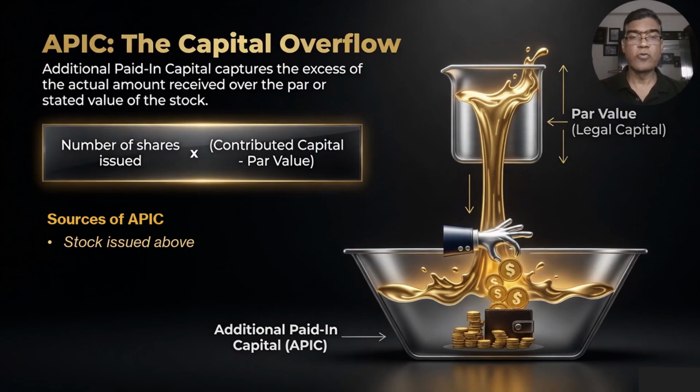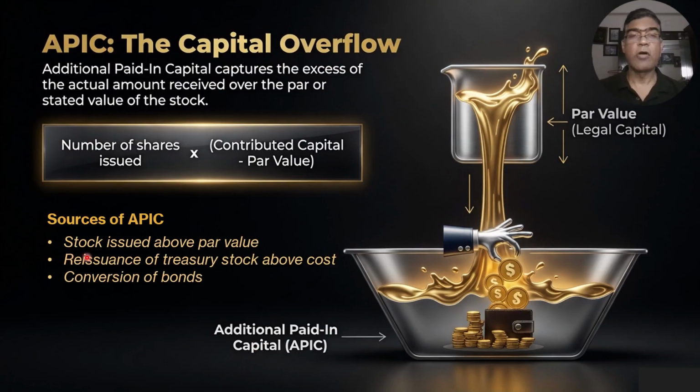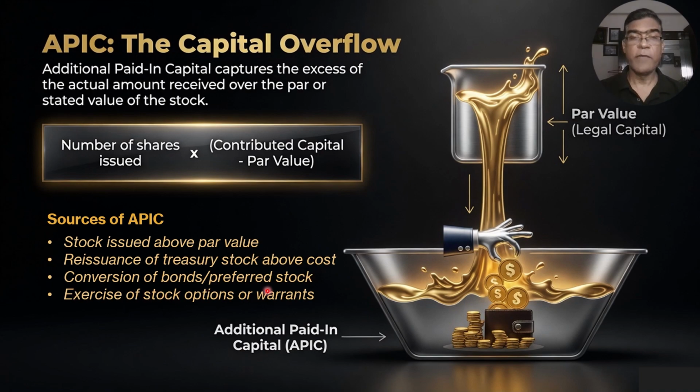APIC grows from several sources: stock issued above par value, reissuance of treasury stock above cost, conversion of bonds or preferred stock into common shares, and when stock options or warrants are exercised. So, APIC captures the company's capital surplus, the extra value shareholders contribute beyond the legal capital. It's a key part of contributed equity and reflects investor confidence in the company's worth.